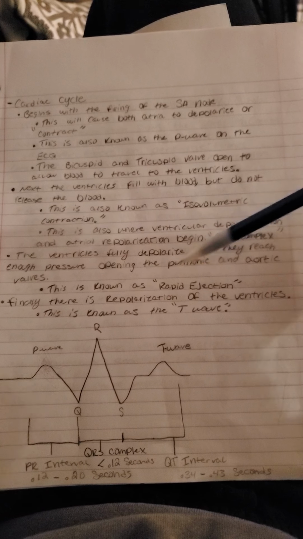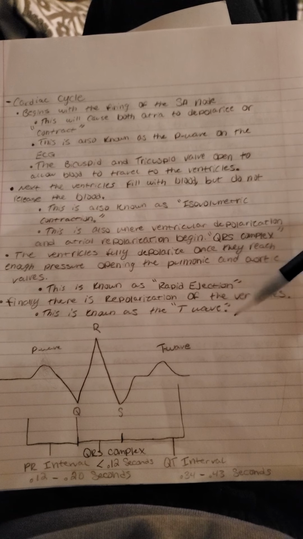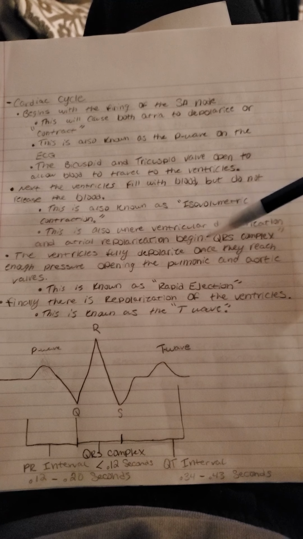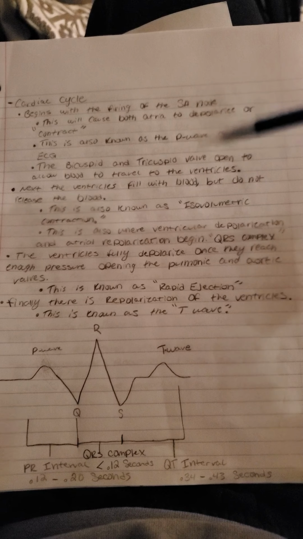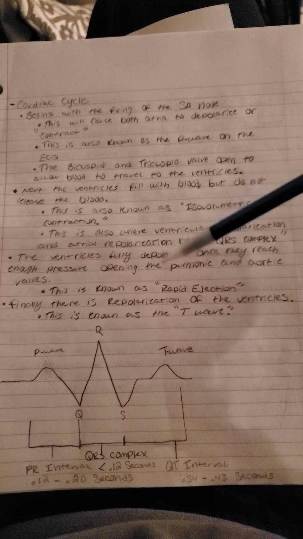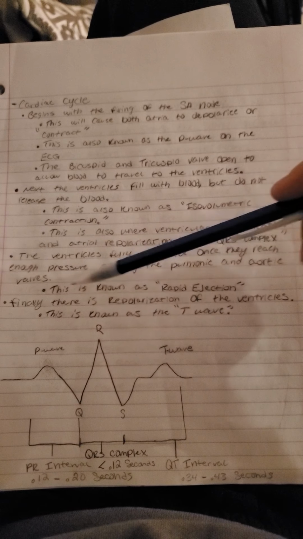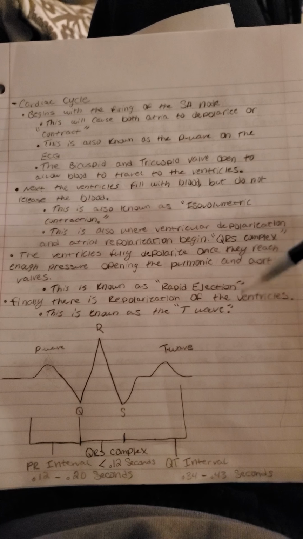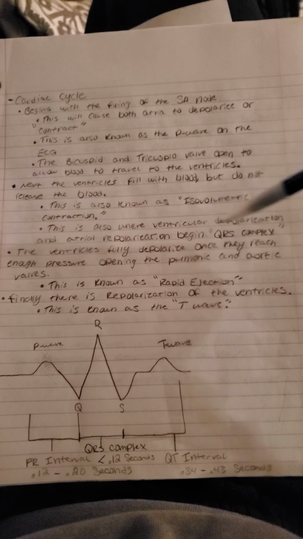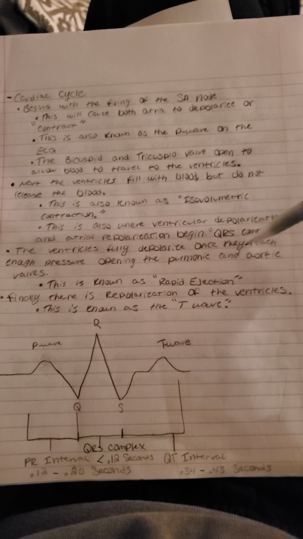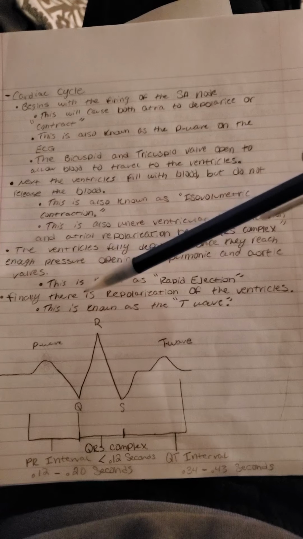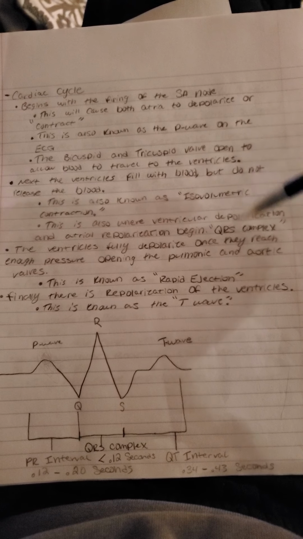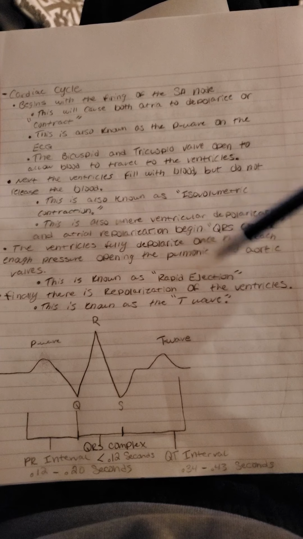This is known as rapid ejection. You can think of it as pressure that builds up and then quickly gushes out of the ventricles through the valves into the lungs and the aorta to the body. So it's rapid ejection. And that's our QRS. Finally, there is a repolarization of the ventricles. The repolarization of the ventricles is the relaxation of the ventricles. After that burst that it ejects out, they have to relax now to reset for the next contraction. And this is known as the T wave.